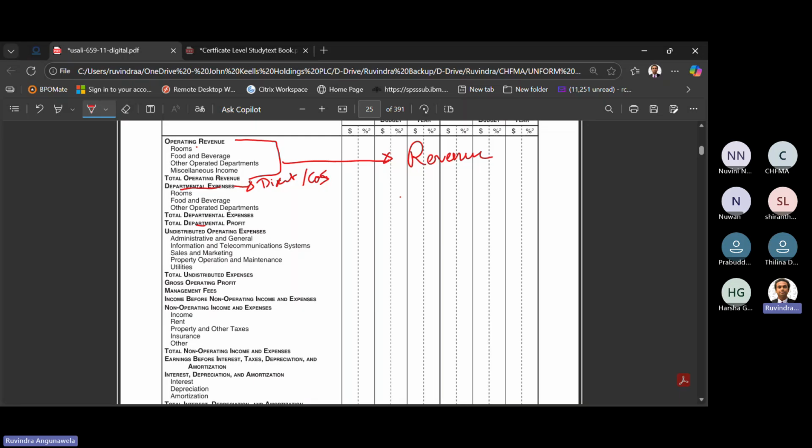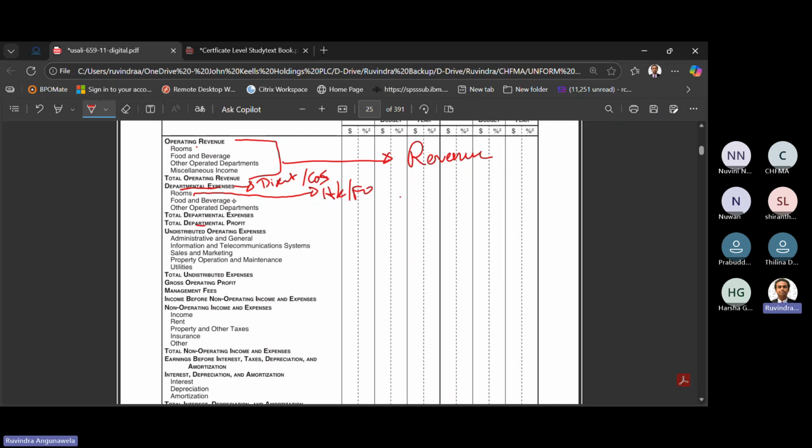The expenses that are incurred by the rooms department. So when we say rooms department, it is the expenses that are incurred by the housekeeping and front office departments. The rooms expenses.